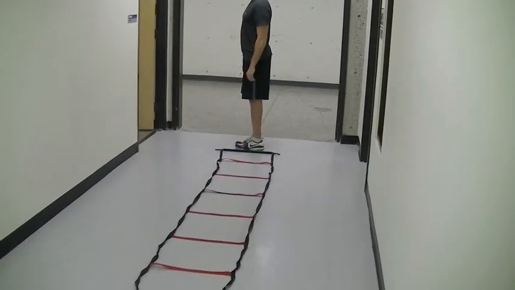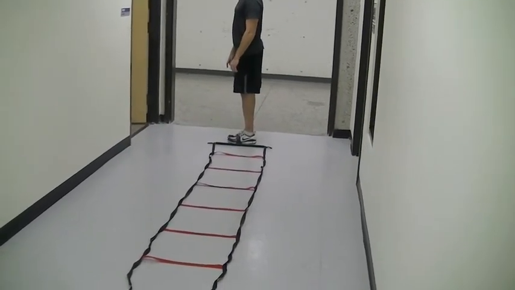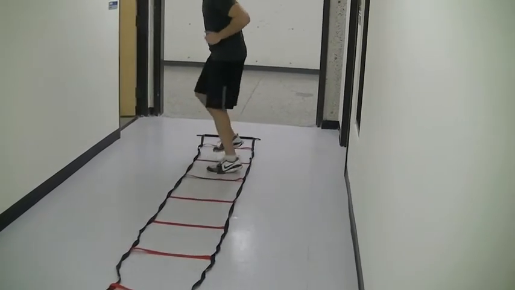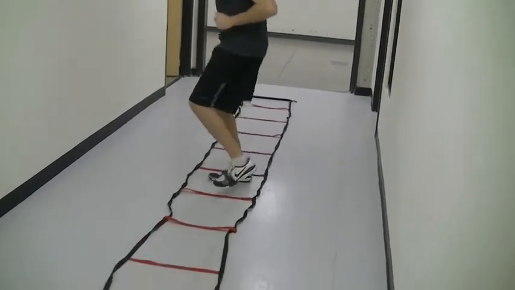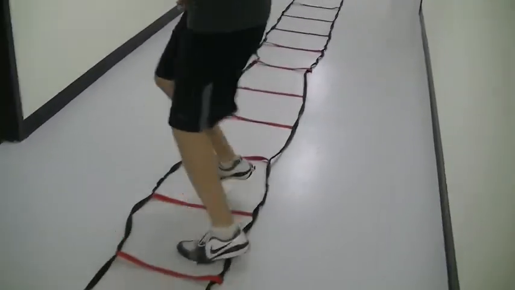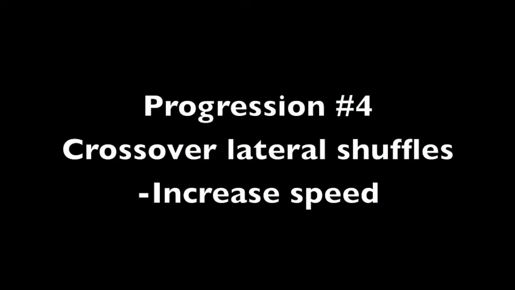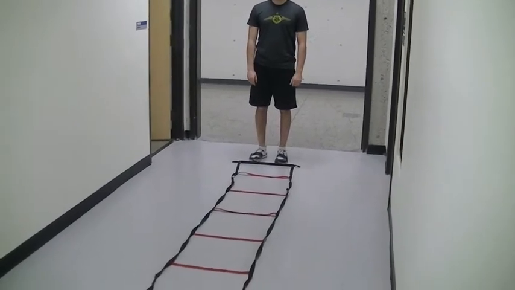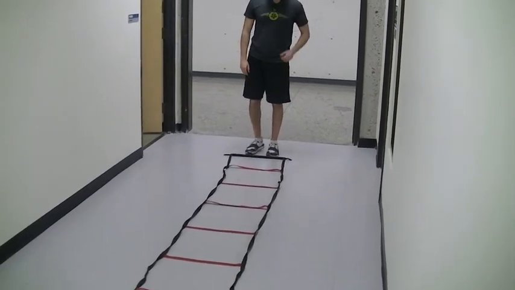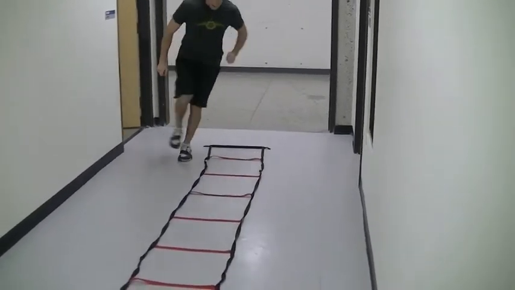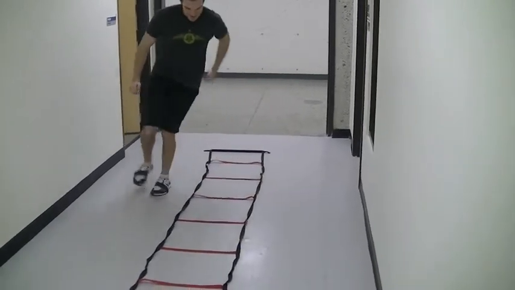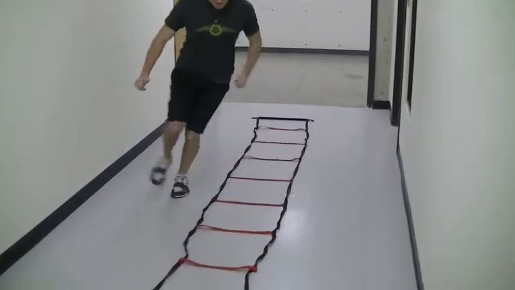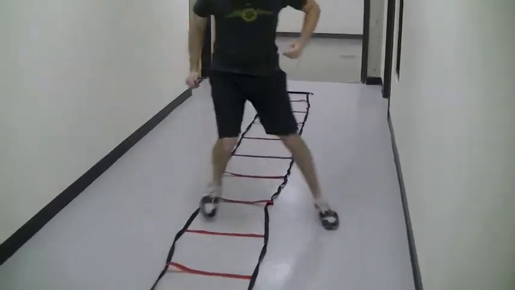The next progression is where the patient moves laterally through the squares. And once they're comfortable with this form, they can increase their speed. The last progression is a complex combination of both lateral and forward movements. Once the patient has mastered this technique, they can also increase their speed to increase the complexity.